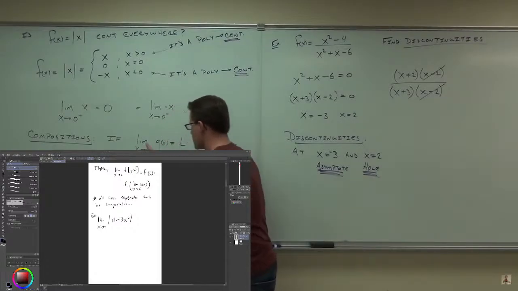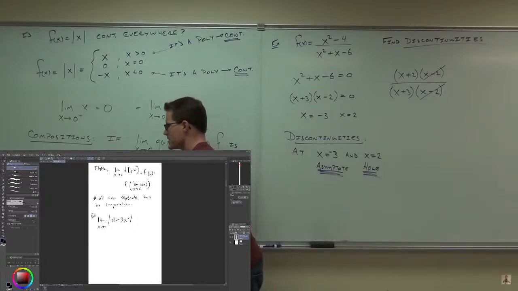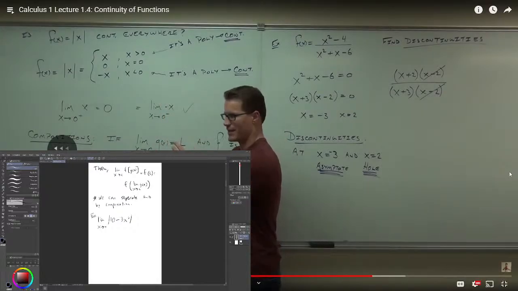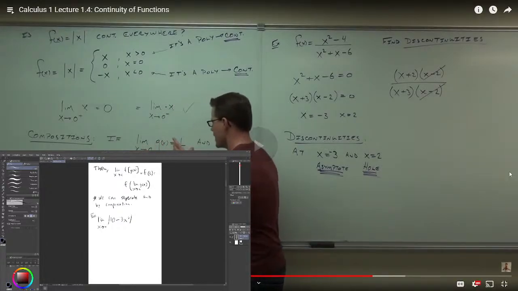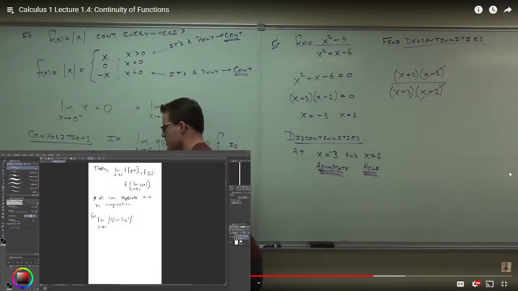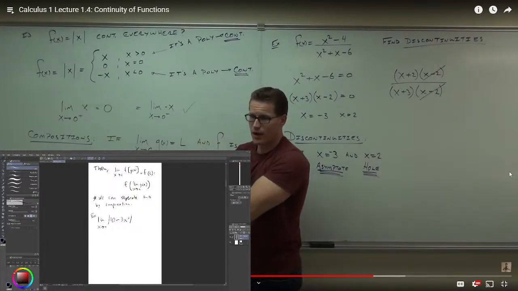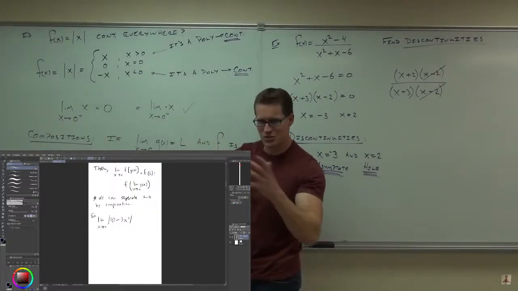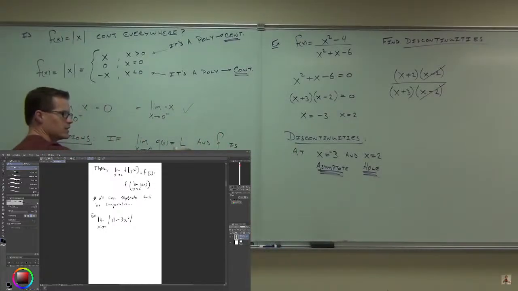If g of x approaches L and f is continuous at L, then we know if f is continuous, we can just put that number in. This is going to be equal to f of L. Now the cool thing is we'll make a substitution right here. How much is L equal to?